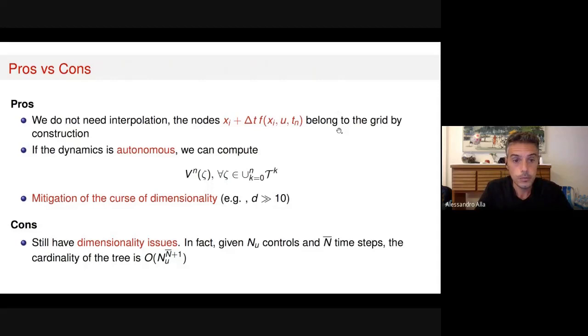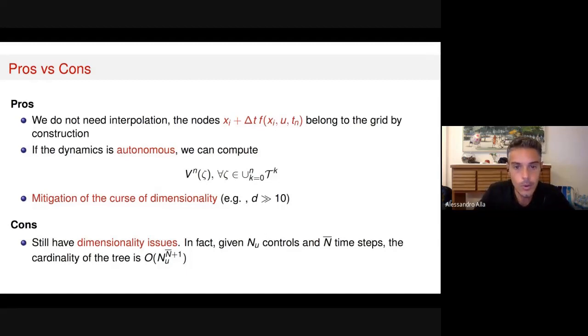Then, in case the dynamics is autonomous, actually we can compute the value function for more levels, and also we mitigate the curse of dimensionality. We can solve this problem for higher dimension. I think we have done simulation for 1,000 dimensions, something like that.